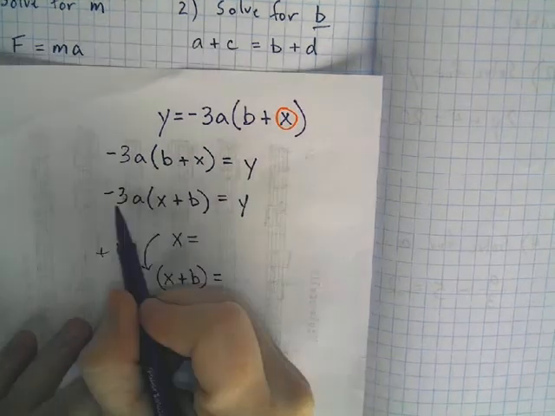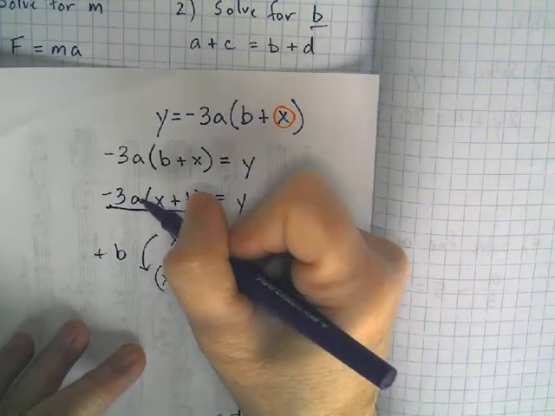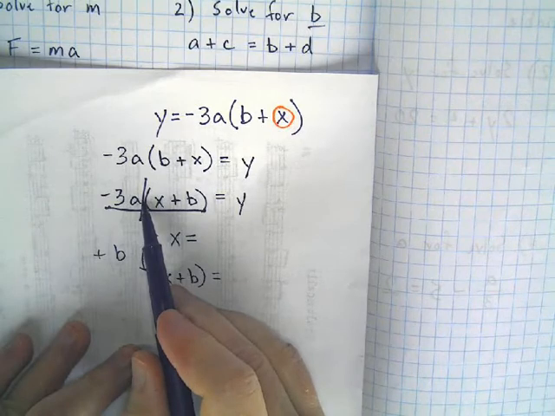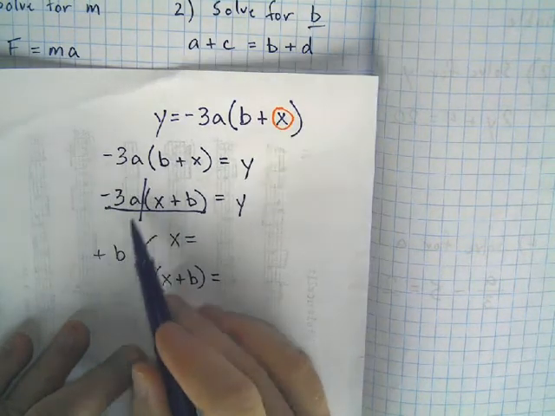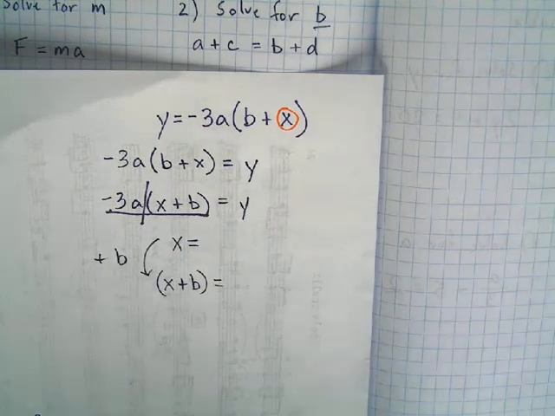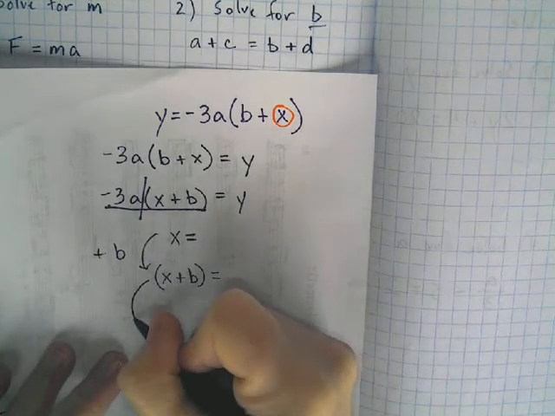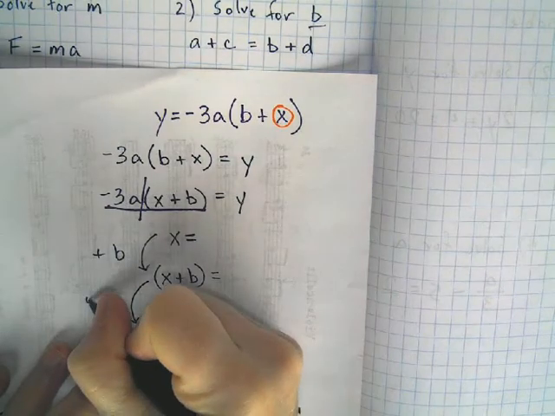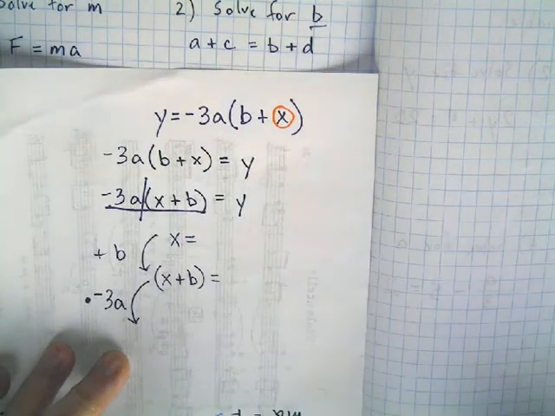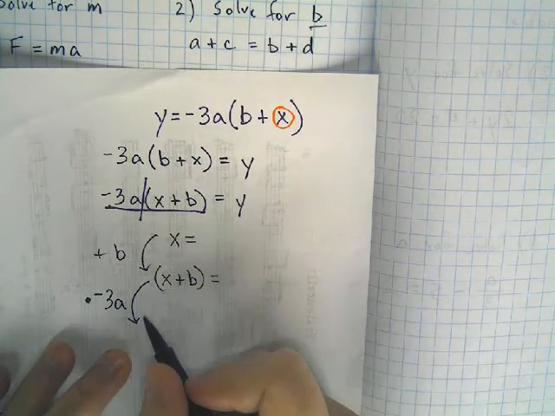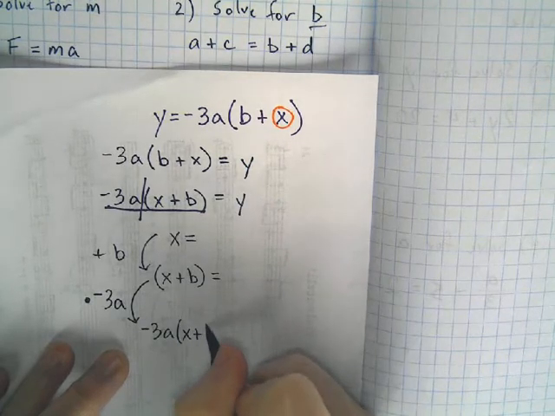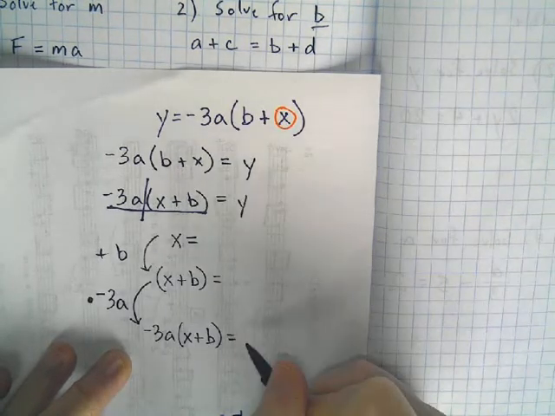So notice here, I have one term. This means multiplication. The x is being multiplied by both of these at the same time. So I can write those at the same time. I can say, okay, the parentheses are being multiplied by negative 3a. I can do them both at the same time. So I end up with negative 3a times x plus b is equal to y.